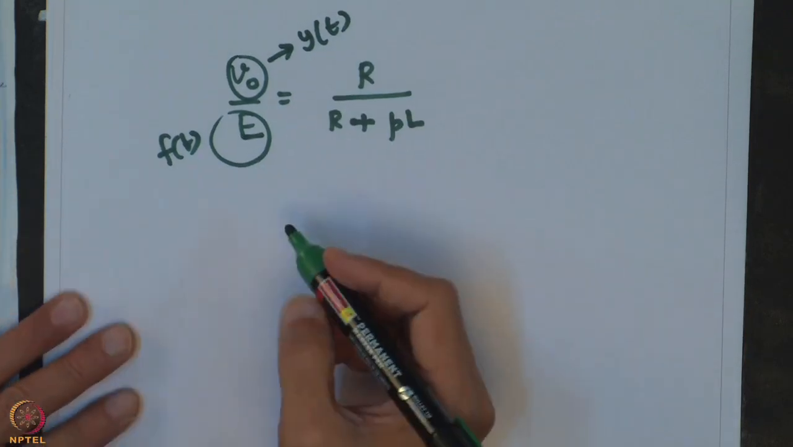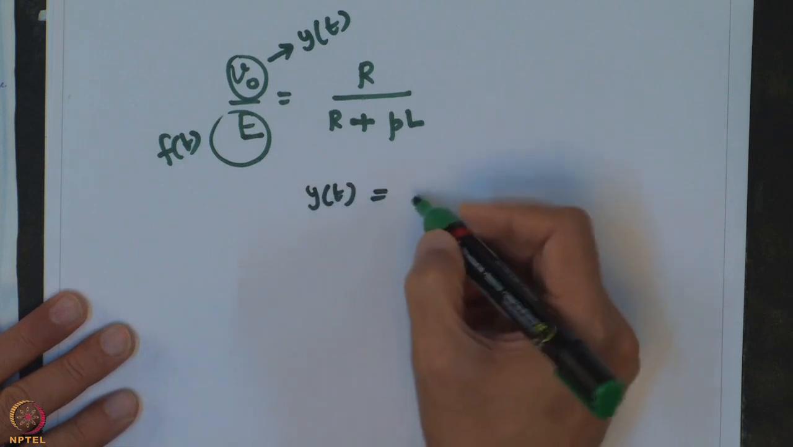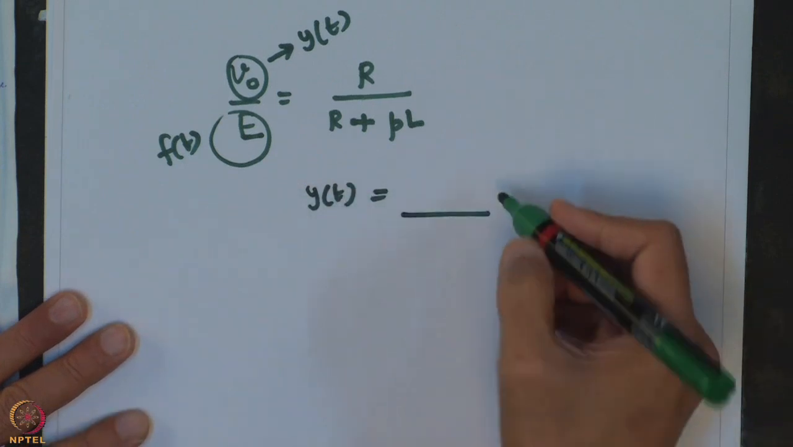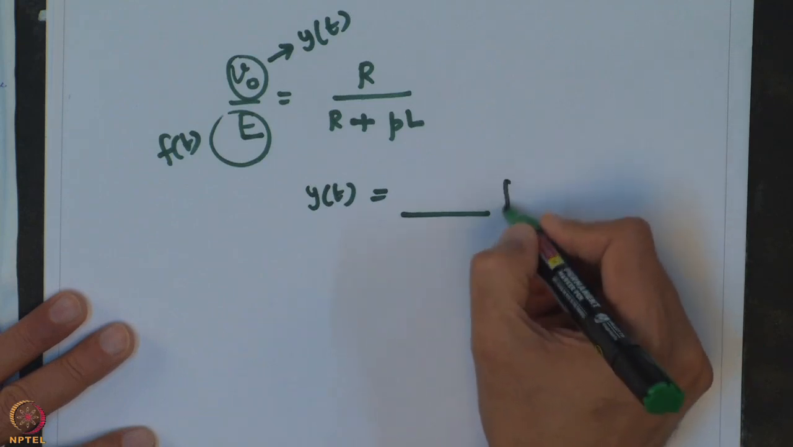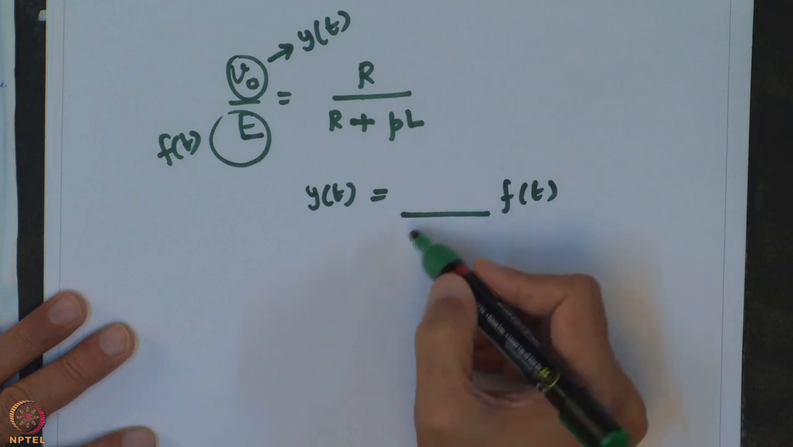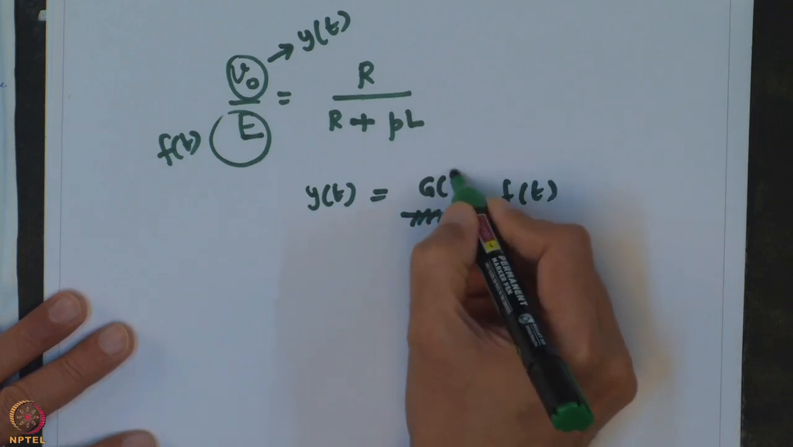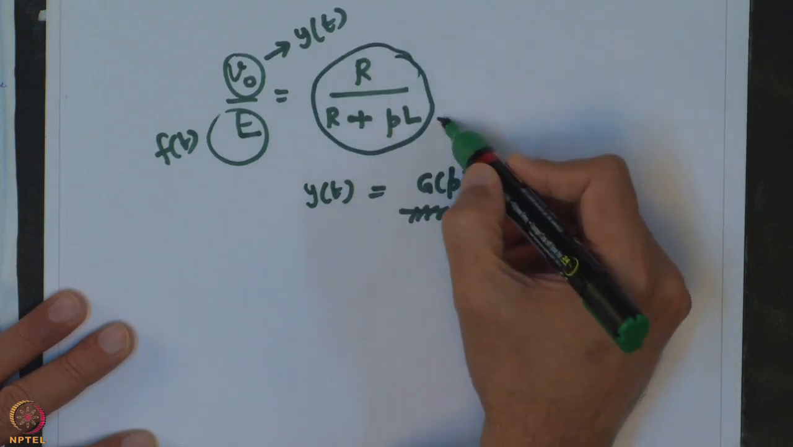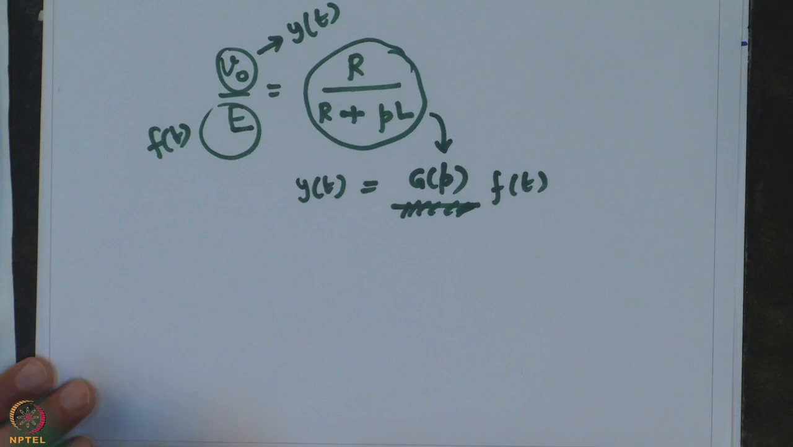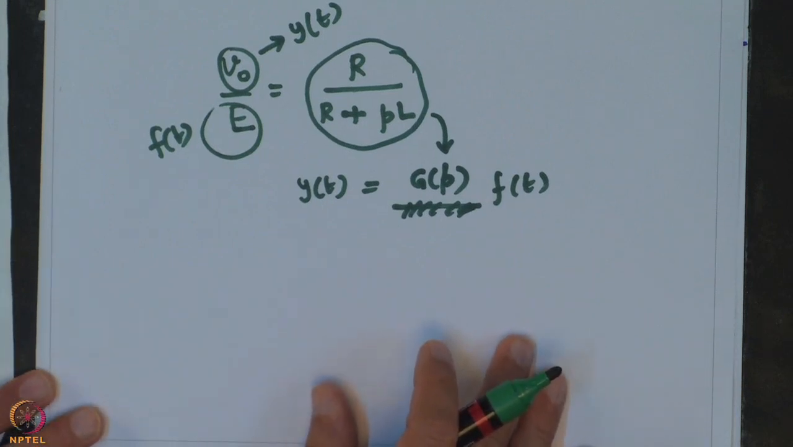Then we can say that y of t is equal to some function of p into f of t. Now it is this function which actually comes here, which is denoted by G of p, because we can see that this expression is a function of p. G of p is called the network function or the transfer function.